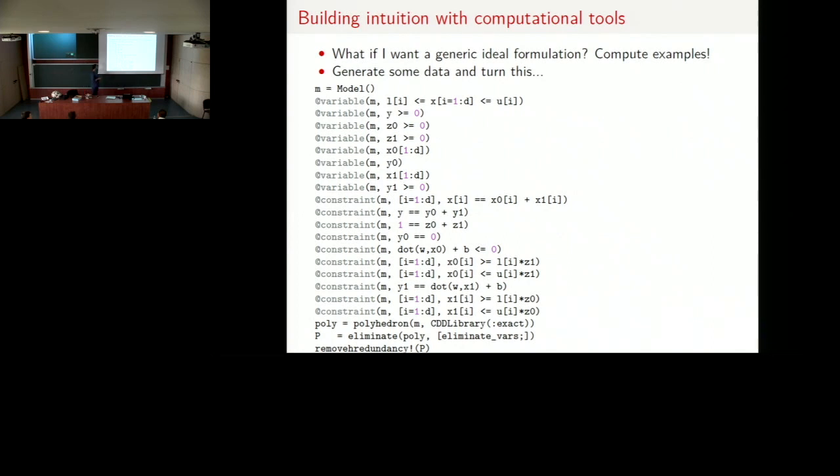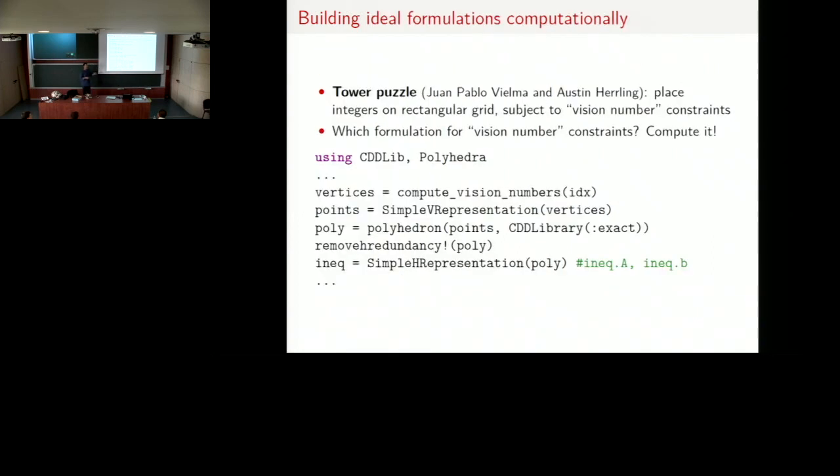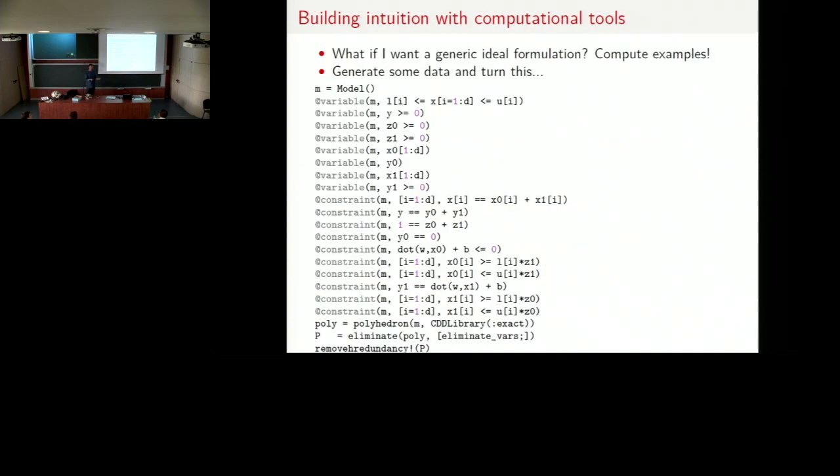Then I want to close by showing how you can use these types of techniques to build your intuition as to what a good formulation might look like. So what I have here is code to build up, as I mentioned, these generic formulation techniques. This is one of the formulations I've written down here. This formulation is nice because it's strong, it's ideal. It just might have too many variables.